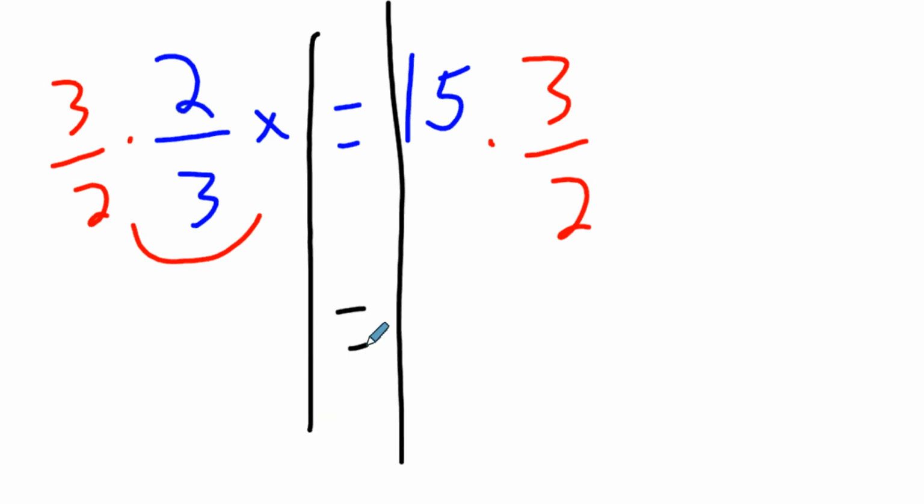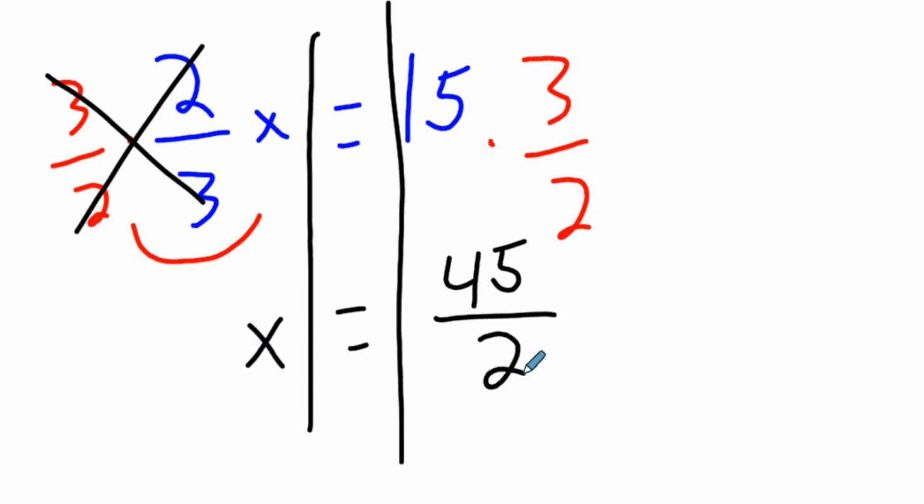When we multiply by 3/2, these just cancel, because you end up getting 6/6, which is 1. So we have x equals 15 times 3/2. We can't simplify anything, so we just multiply, and we get 45/2. What would that be? 24 1/2.